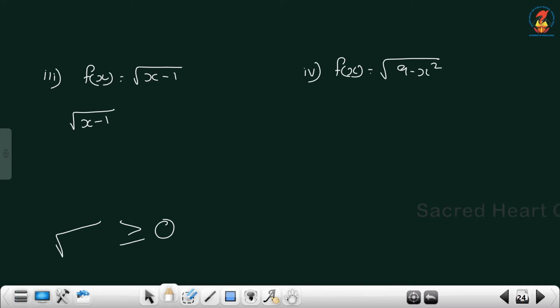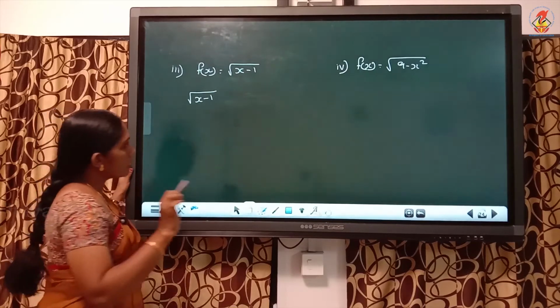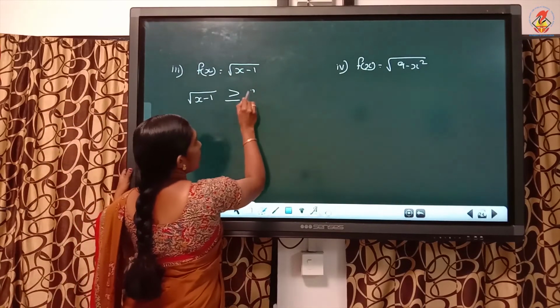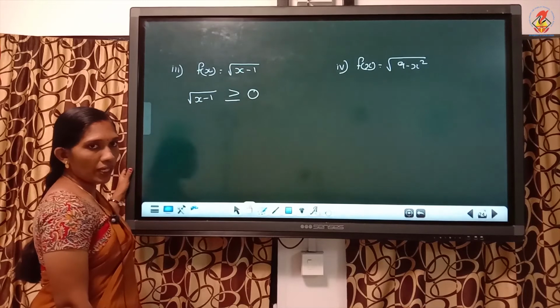Whatever is inside the root, 16, 25, 28, whatever, it should be greater than or equal to 0. You have studied in the last year, if it is root of minus 14, that is an imaginary number. That is not a real number. So here we are considering only real functions. So wherever you see this root sign, you have to write it should be greater than or equal to 0.